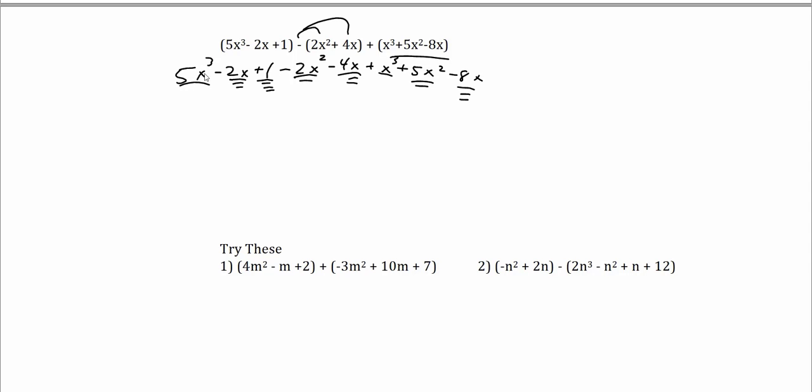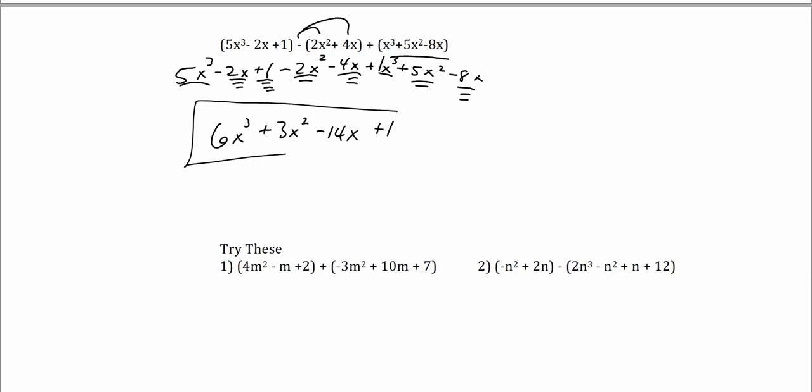So 5 plus 1 is 6x to the 3. Negative 2 plus 5 is 3x squared. Negative 2 minus 4 is negative 6. Minus 8 is negative 14x. And then a plus 1 at the end. Again, standard form. I want you guys to try these last 2 here. Do it real quick as best as you can, and then please pause the video and then hit play.